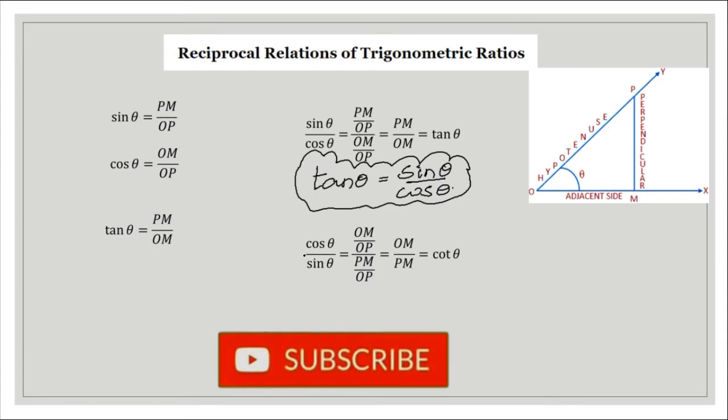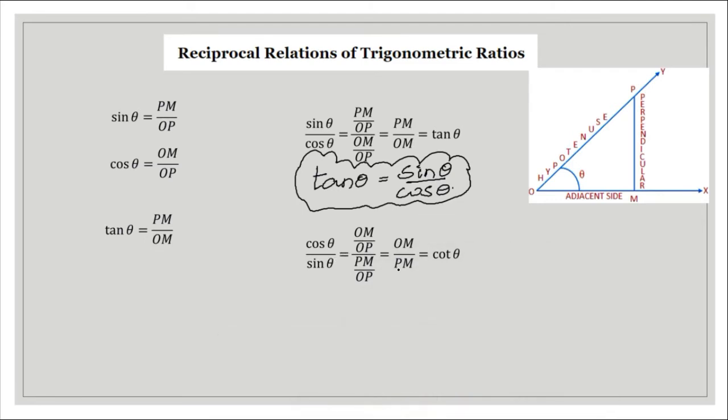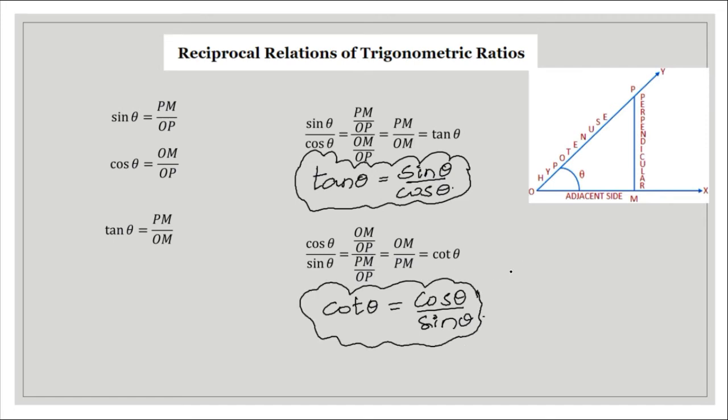Same way, if you take the ratio cos theta upon sin theta, we get OM by PM, it's nothing but cot theta. So the result obtained is cotangent of theta is cos theta upon sin theta. This is another important relation.